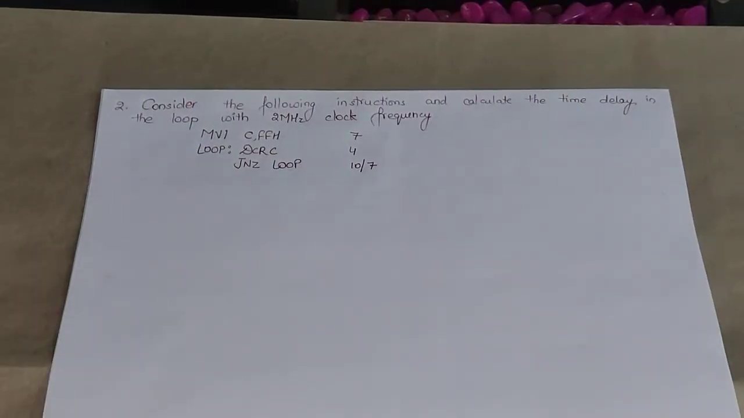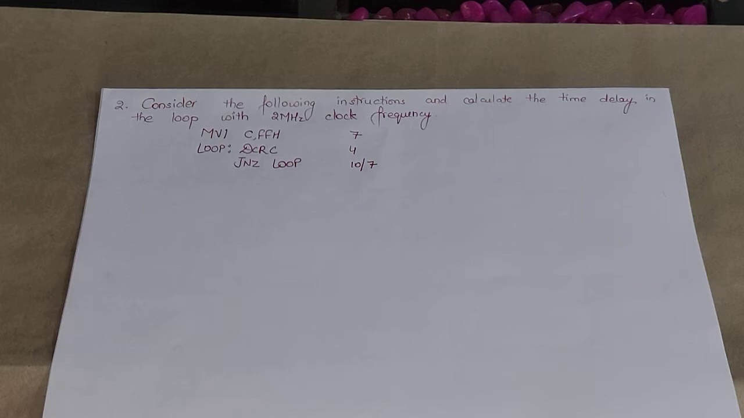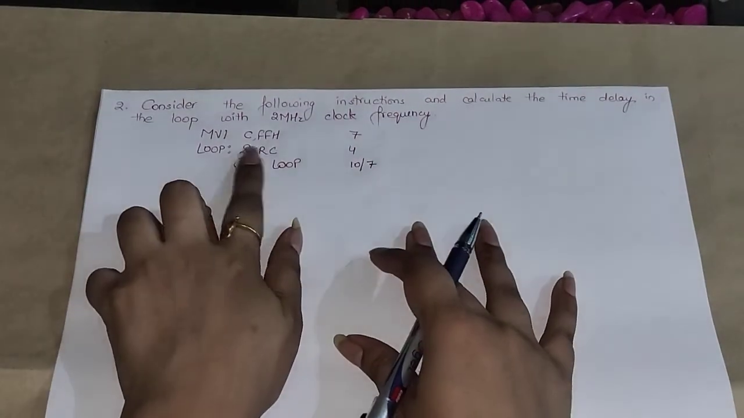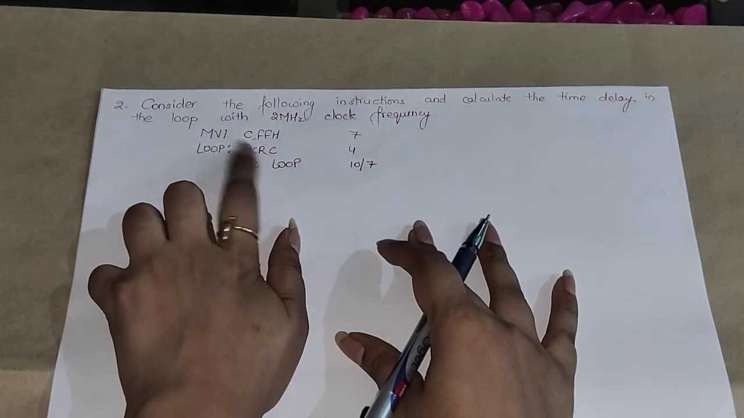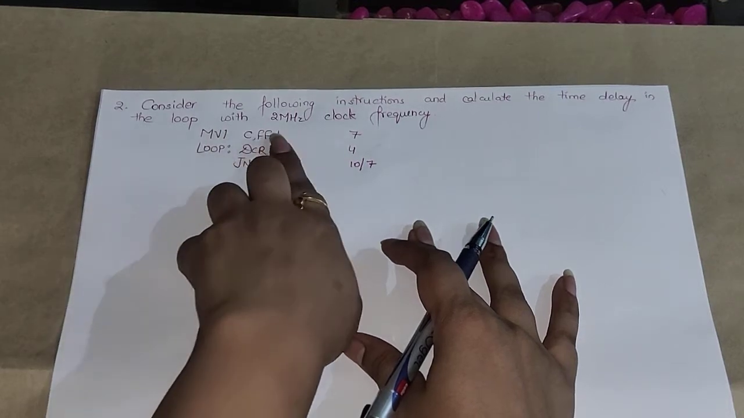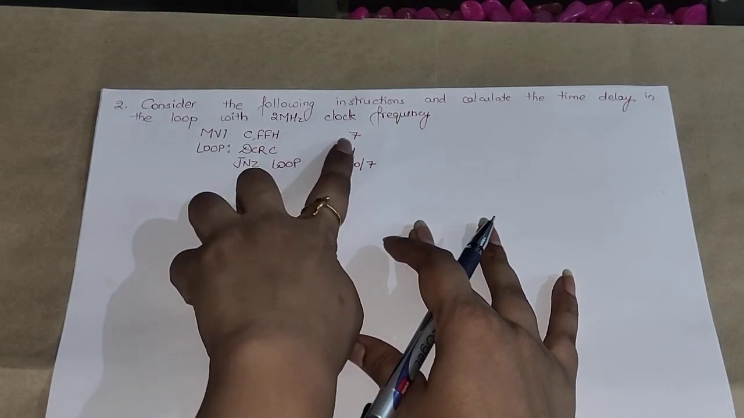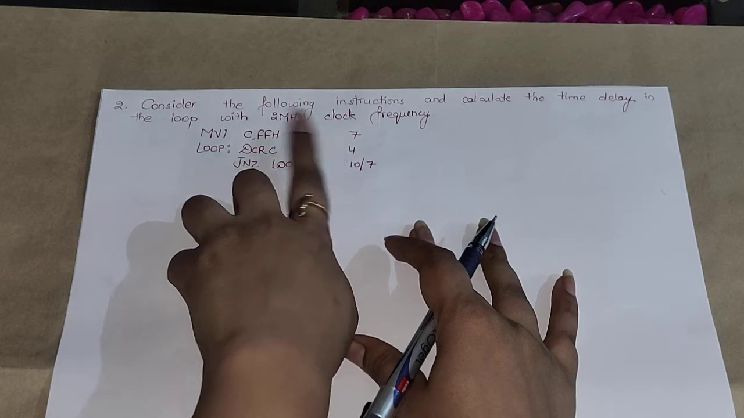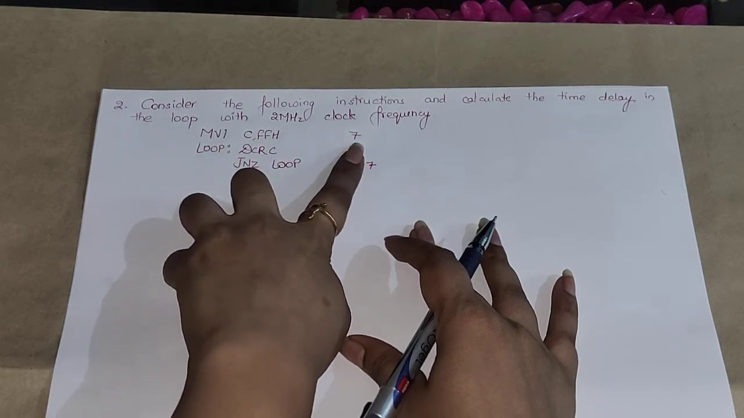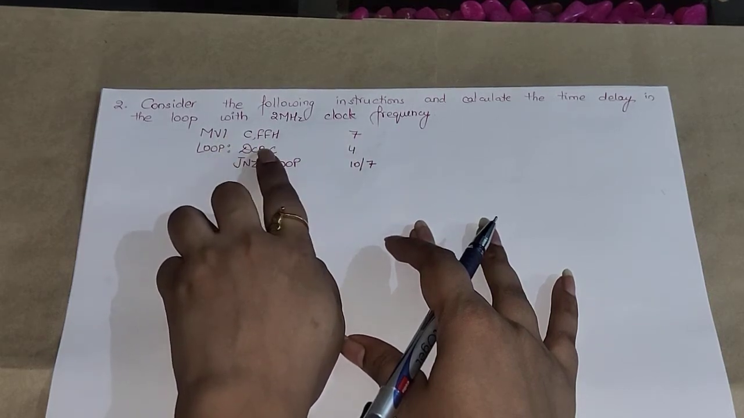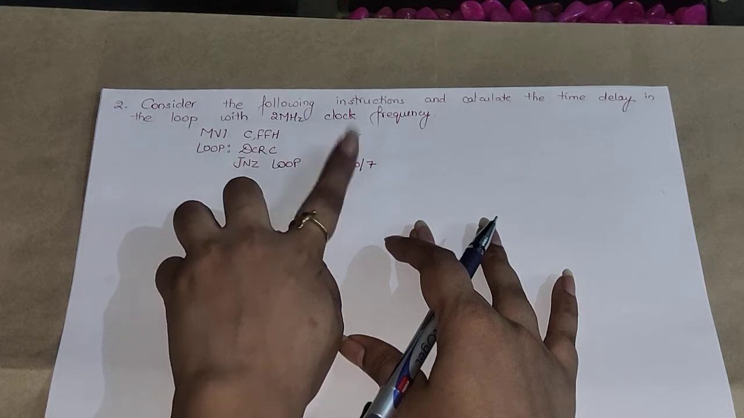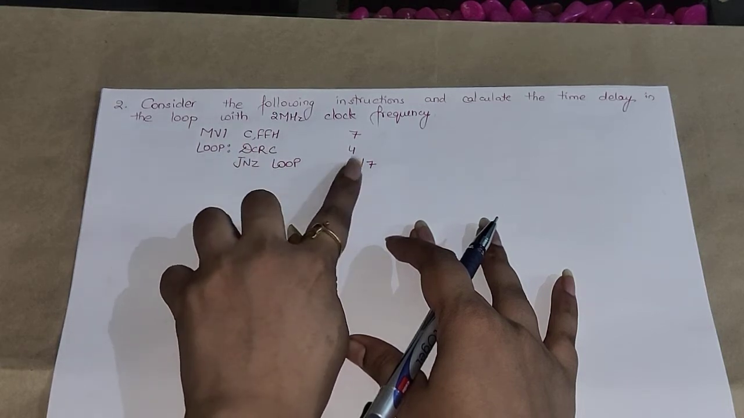This is the second question. Consider the following instructions and calculate the time delay in the loop with 2 megahertz clock frequency. The program is given to you: MVI C, FFH; loop: DCR C; JNZ loop. Corresponding to each and every instruction the number of T states is also given. MVI instruction is taking 7 T states, decrement is taking 4 T states, JNZ is taking 10 by 7. Now what is this 10 by 7?